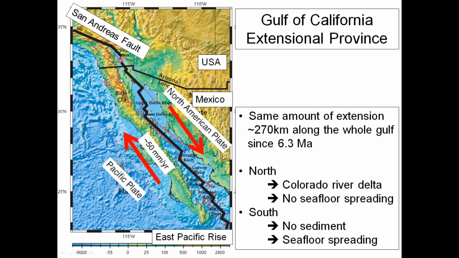The amount of extension along the whole Gulf is the same since 6 million years ago, which is about 270 kilometers. The only difference is the Salton Trough and Northern Gulf of California is covered by thick sediments of the Colorado River Delta, while in the south there are no sediments. And the oceanic seafloor spreading is only observed in the south, but not in the north.